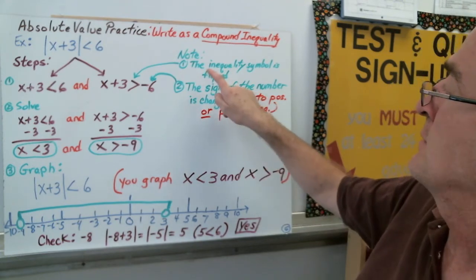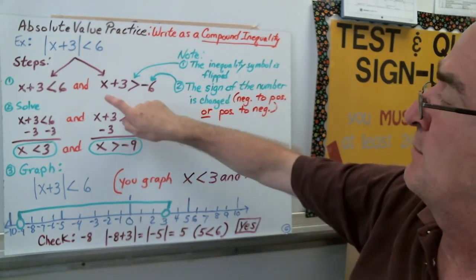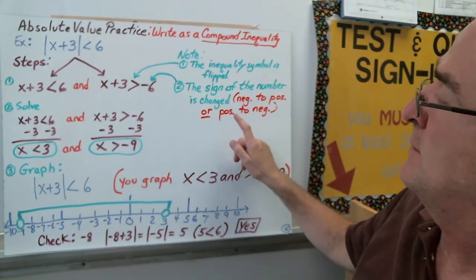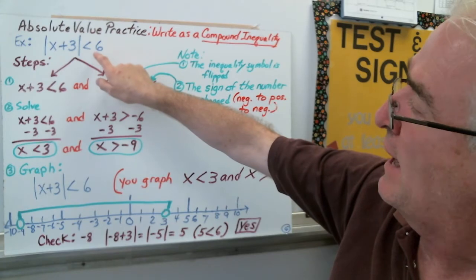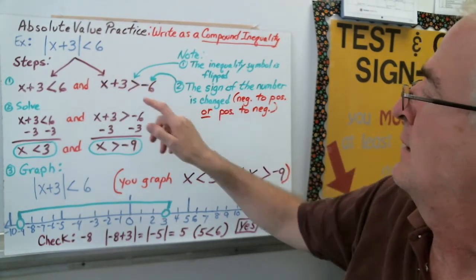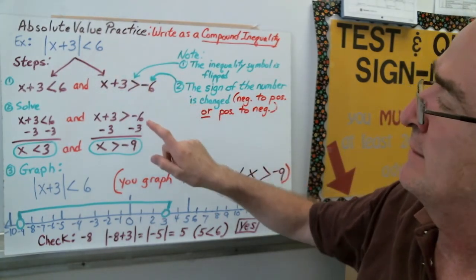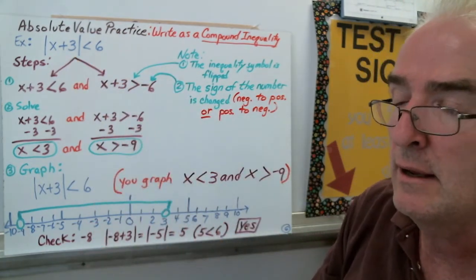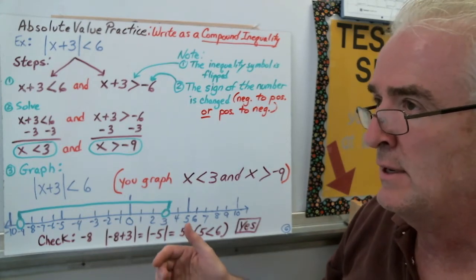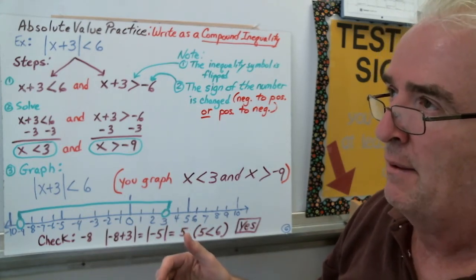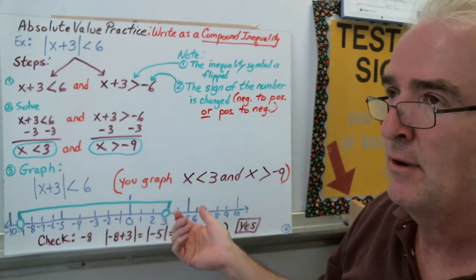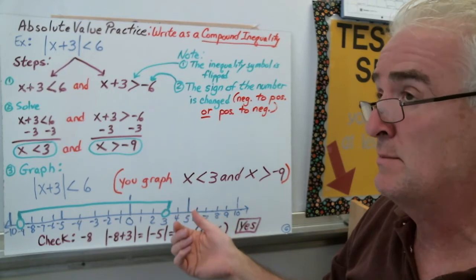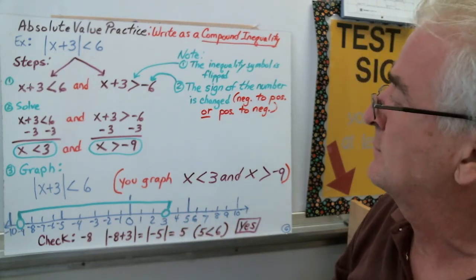Note what we did. First, the inequality symbol was flipped. If it was less, it becomes greater. And the sign of the number that we have to the right of the inequality sign also goes to its opposite sign. Because in dealing with absolute value, we have to deal with positive and negative numbers, because we know every number is equally distant from 0. A positive number 5 is 5 units from 0. A negative number 5 is 5 units from 0.